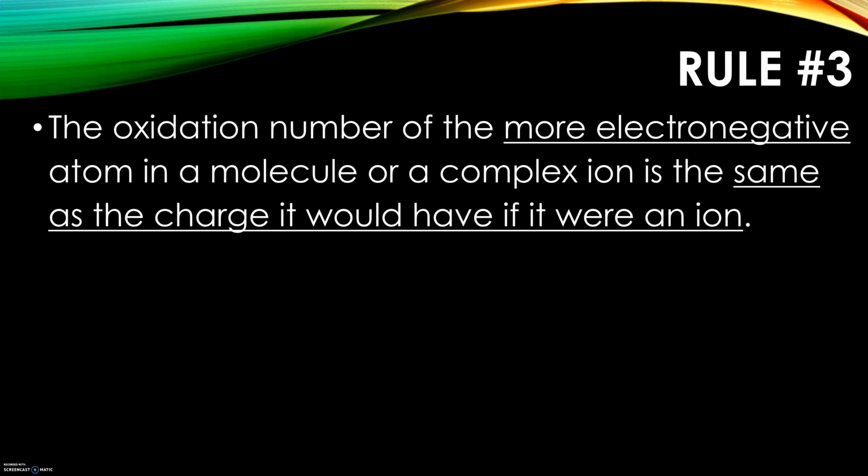Now, rule number 3, 4, and 5, in a sense, are actually tied together. It has to do with the electronegativity trend. Now, the problem arises: what happens if you have multiple elements combined together? Well, this rule tells you basically the big gist of it. Basically, the oxidation number of the more electronegative atom in a molecule, or that complex ion, ends up keeping its charge according to the periodic table.